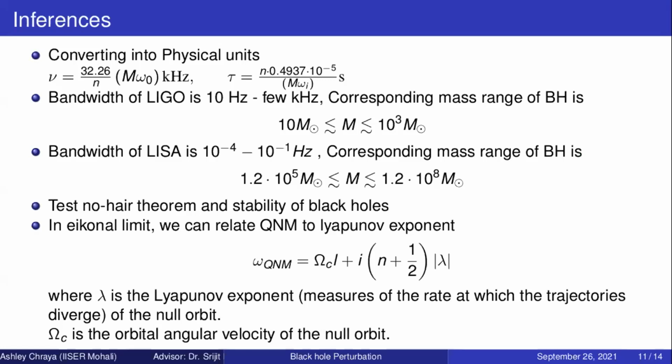And the last is that by getting into the Eikonal limit, we can compute the QNMs in terms of a Lyapunov exponent, which is found in our simple Schwarzschild analysis of a test particle. Okay.